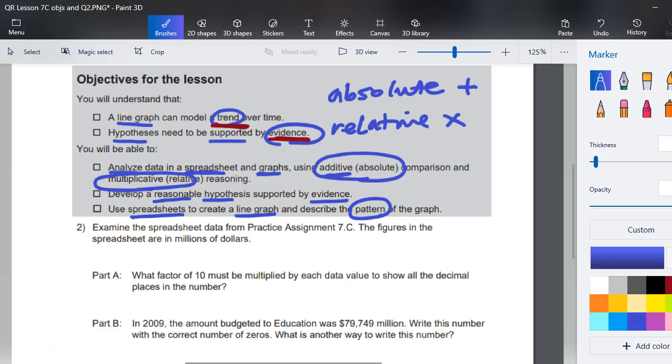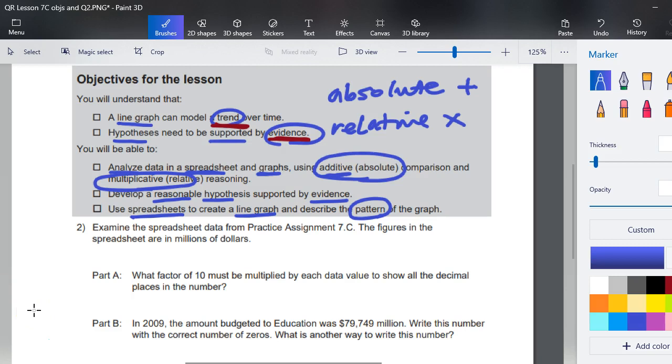Question 2 asks us to examine the spreadsheet data from the practice assignment 7C. And the figures, it reminds us, in the spreadsheet are in millions of dollars. A couple of questions. What factor of 10 must be multiplied by each data value to show all the decimal places in the number? And then part B, in 2009, the amount budgeted to education was $79,749 million. And they want us to write this number with the correct number of zeros. And then what is another way that we can write this number?